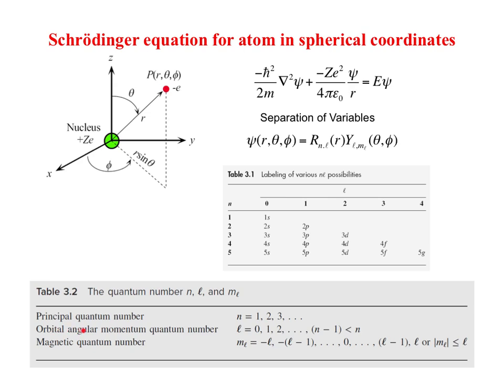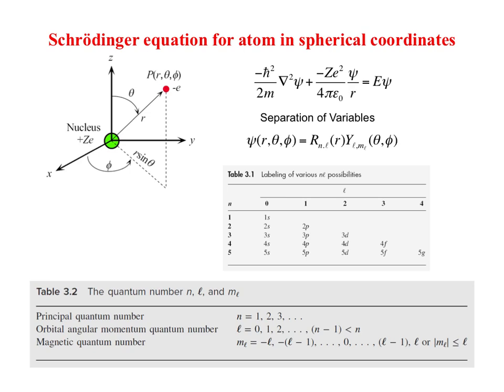The orbital angular momentum quantum number l will lead to quantization of angular momentum and further degeneracy of the states with principal quantum number n, while the magnetic quantum number m sub l will add further degeneracy by describing the orientation of the angular momentum along a particular axis, in this case the z-axis.